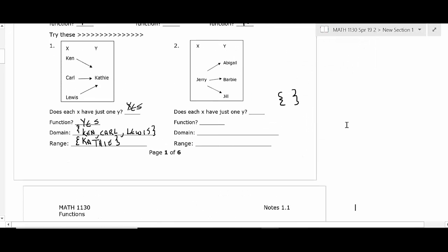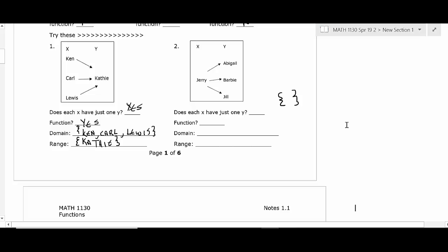Kind of what we got on this then. So how about number 2? What did you get? Is it a function? Yes or no? No. Okay, Jerry's a bad boy. He's got 3 girlfriends, so that violates the function rule. That's not a function. A two-timing man's not a function. So does each x have one y? No. It is not a function. Okay, and then the domain would just be Jerry and so forth. And then the range, I'm just going to use the first letter: A, B, J.